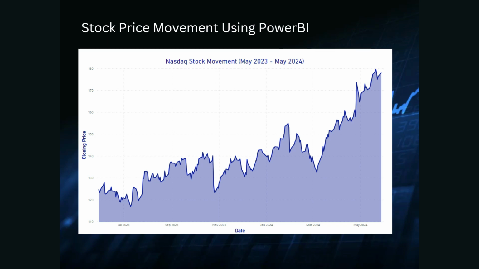This indicates a significant overall growth in the index. Despite the upward trend, I also noticed some drops. For example, there are declines around August 2023, as well as in November 2023, and a few others throughout the points, like over here. These fluctuations indicate periods of market corrections or reactions to specific events.